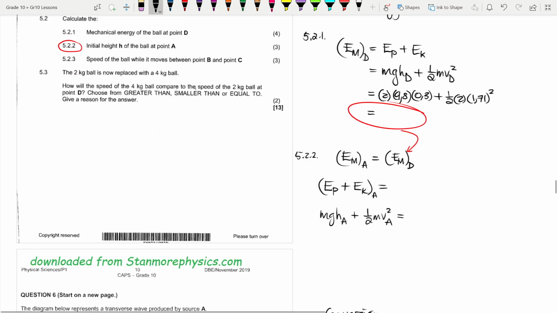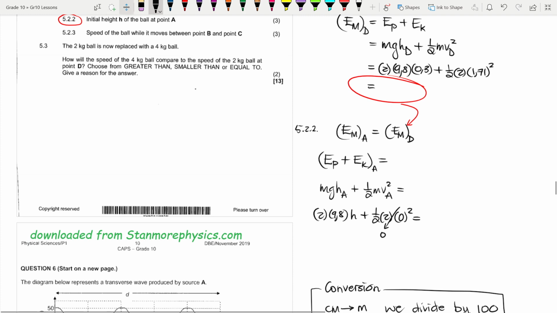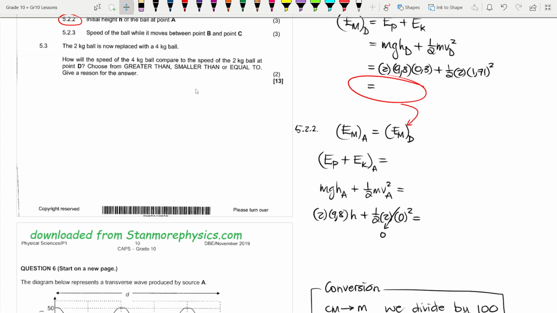So I'm just going to substitute my values here, and then h at A is just h, multiplied, plus half m, velocity is 0, making the whole EK 0. Then if we find the values for EM at D, we can find the h. All right, that's how to solve that one.